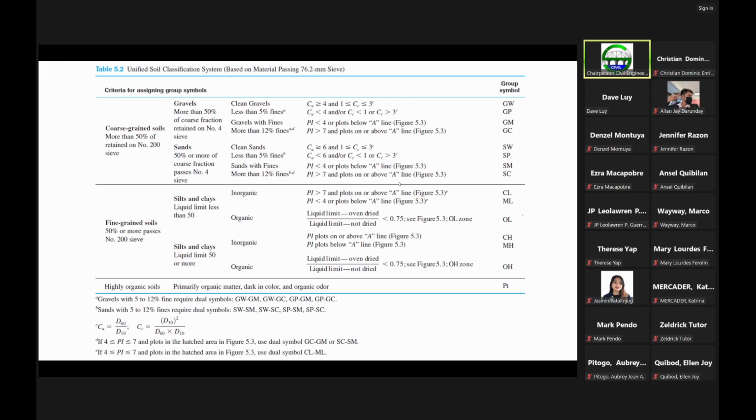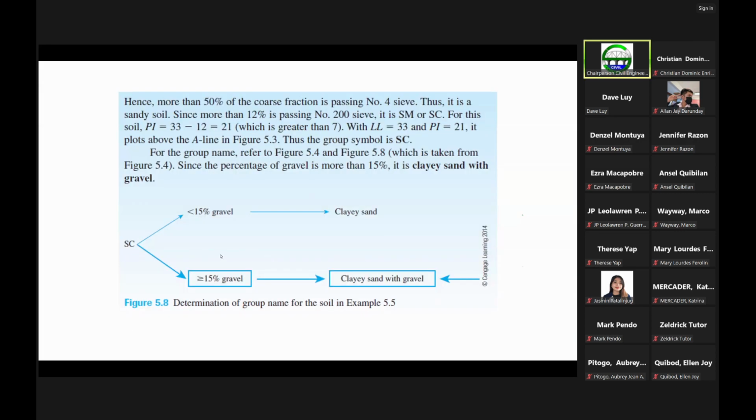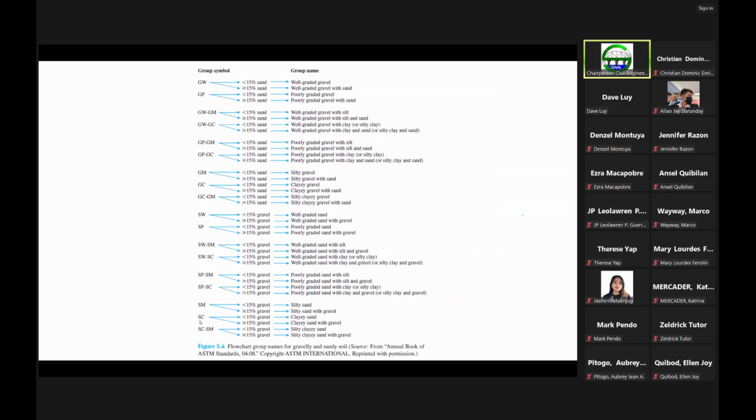Next, we need to find the group name as well. For the group name, we already have the SC. We already know it's SC. So basically, we look at this table. We have already identified that it is SC, so we need to check the percent gravel.